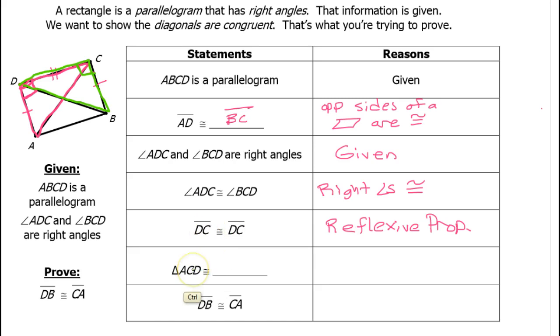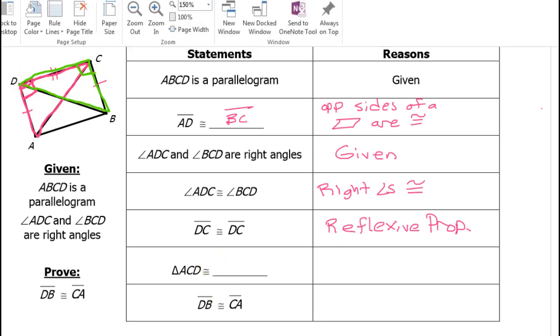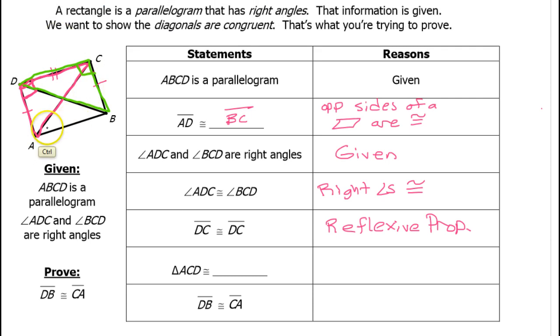Now, triangle ACD, that's the red triangle, is going to be congruent to the green triangle. So let's be careful. ACD, that's going to have to be BDC.